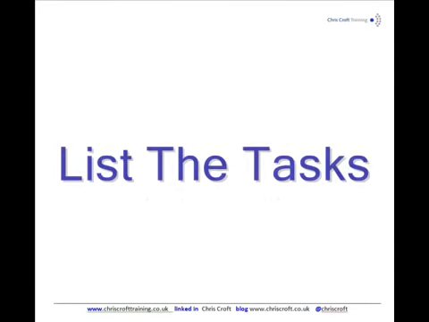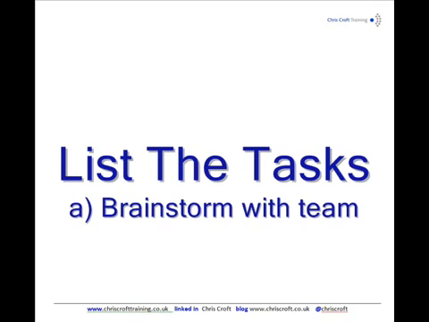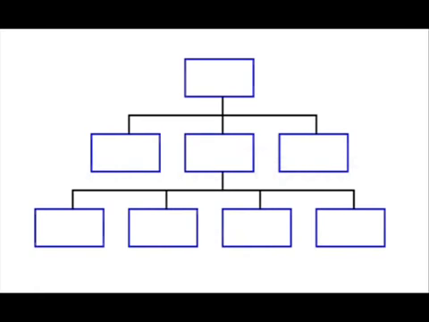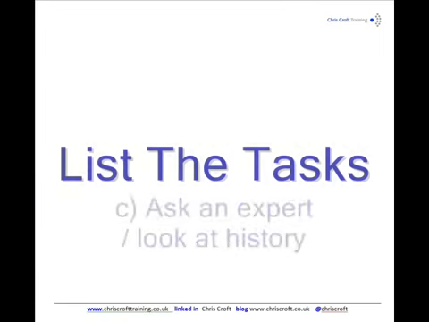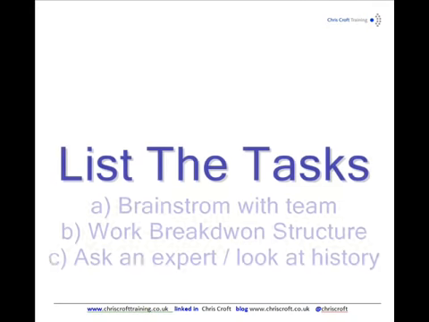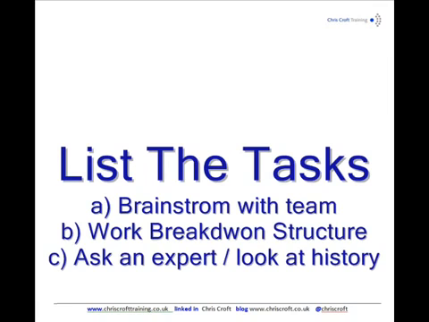Have a big brainstorm meeting with your team and get a random list. Then get that list structured down into a work breakdown structure, which is a tree diagram of tasks. And then maybe ask an expert if you've missed anything, or have a look at history, see what happened last time. Once you've got a list of tasks, you can go to step 3, which is to estimate the tasks.